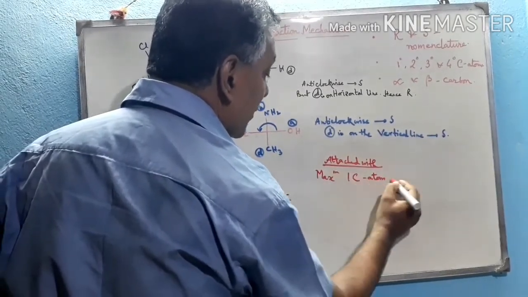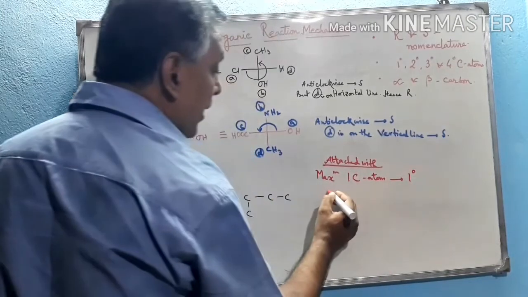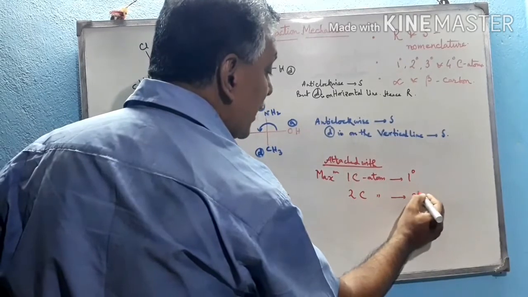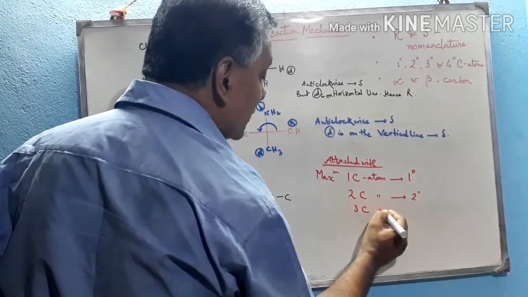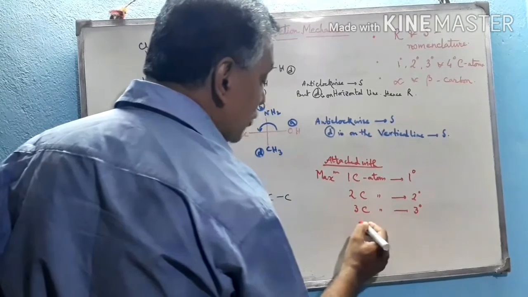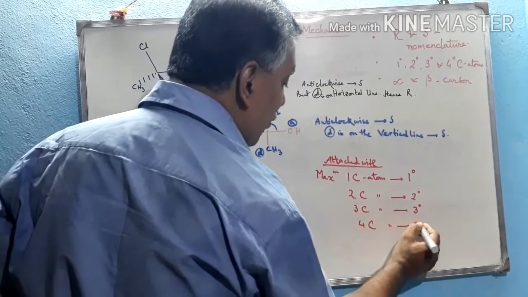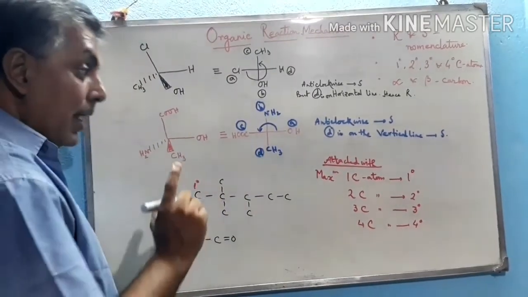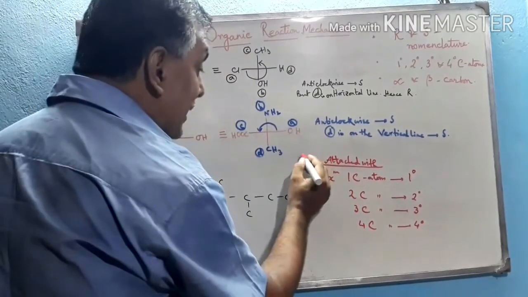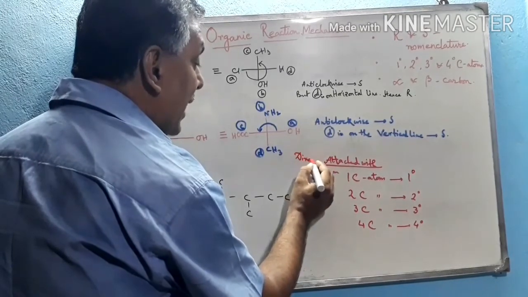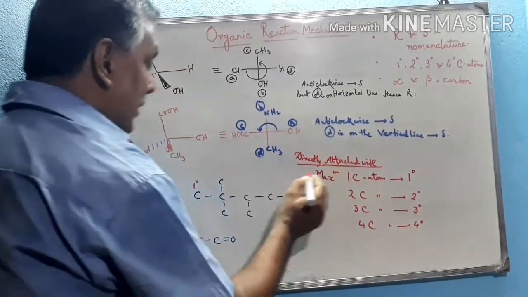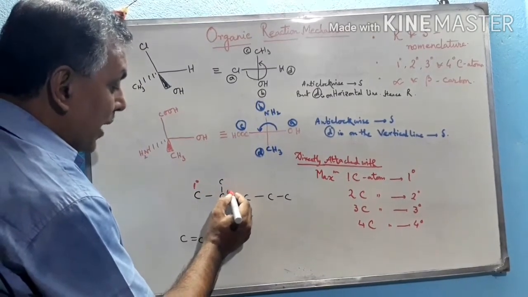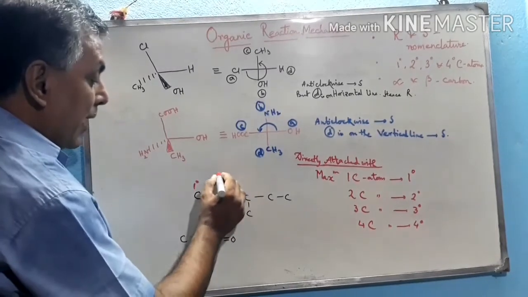then it is 1 degree. If it is attached with 2 carbon atoms, it is 2 degree. Attached with 3 carbon atoms, it is 3 degree. Attached with 4 carbon atoms, it is 4 degree. So see this carbon is attached maximum with 1 carbon directly, so it is 1 degree. See this carbon attached with 4 different carbon atoms, and that's why it is 4 degree. It becomes 1 degree.